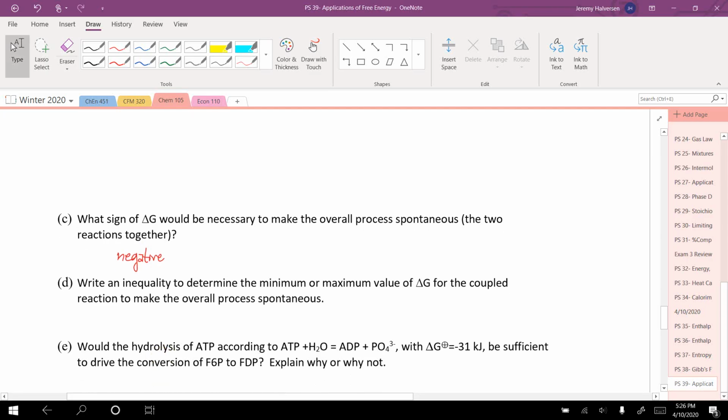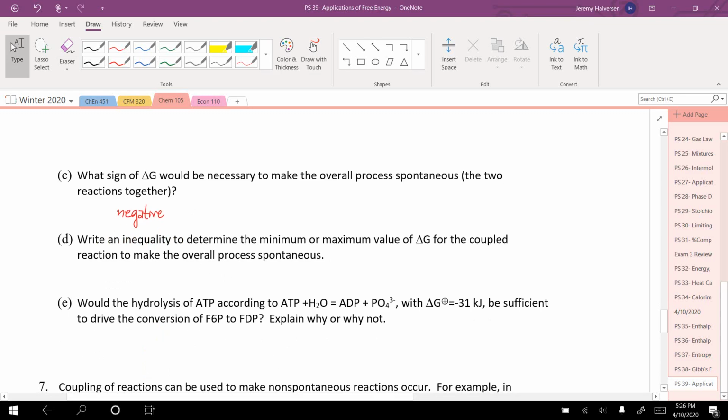Write an inequality to determine the minimum or maximum value of delta G for the coupled reaction to make the overall process spontaneous. Okay, we kind of talked about that. We know that delta G1 plus delta G2 have to be less than 0. And the reaction they give us has a positive 17 kilojoules, so 17 plus delta G2 has to be less than 0, which means delta G2 has to be less than negative 17 kilojoules when I subtract it over to the other side.